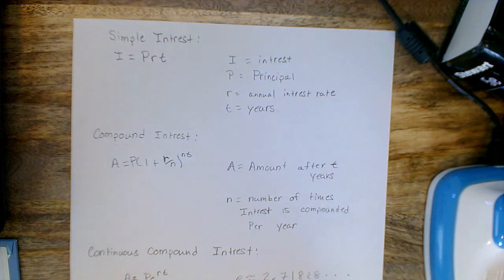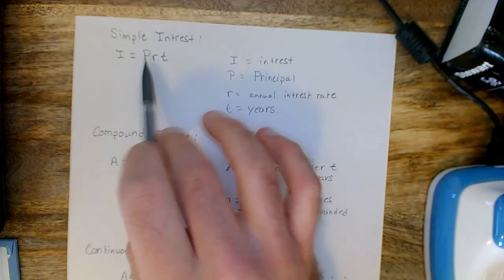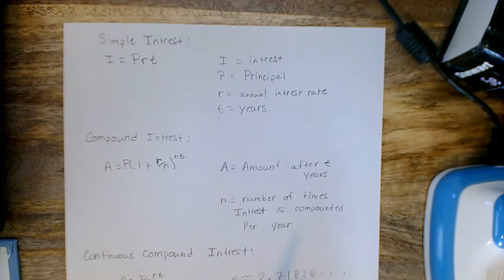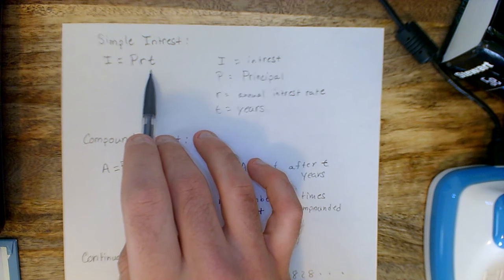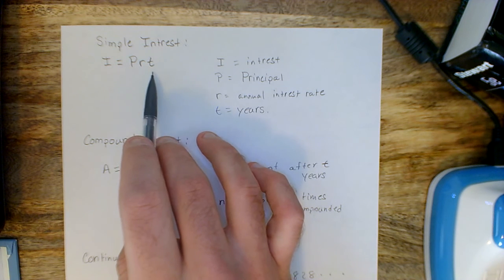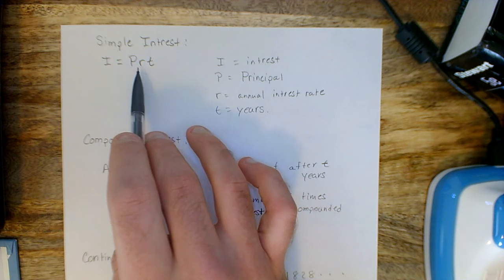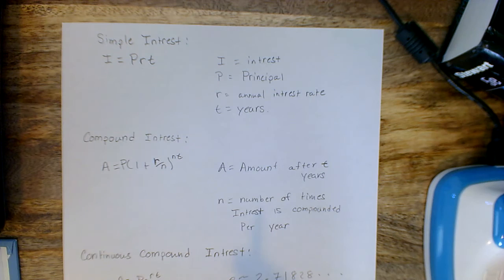So there's 3 different types of interest you can have. Simple interest is where you just, very simply, take your money, your principal, and you plug in the amount of time, you put it into an account that gathers interest, and you input that rate, and then you figure out how much interest you get after that time.